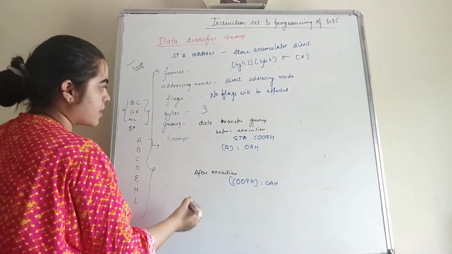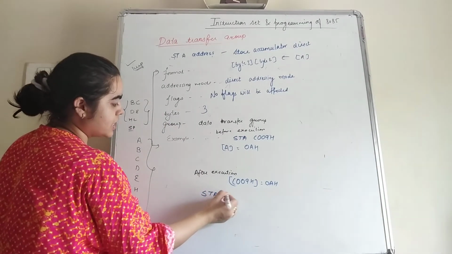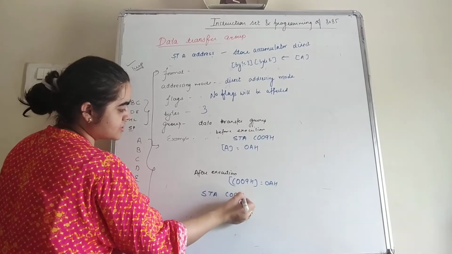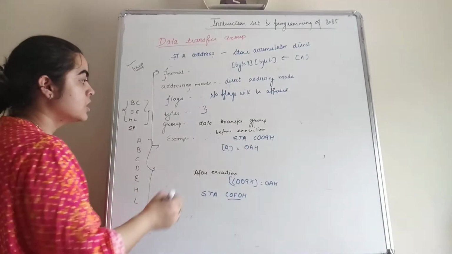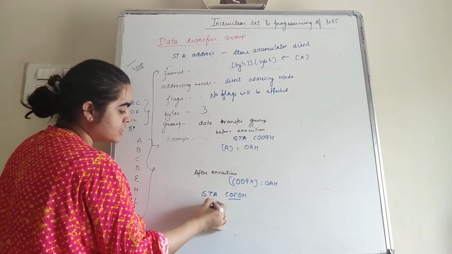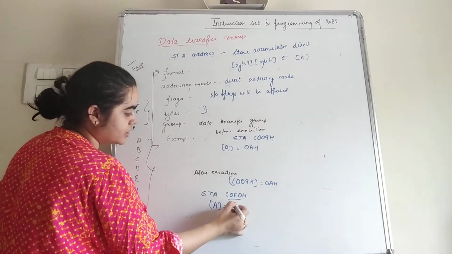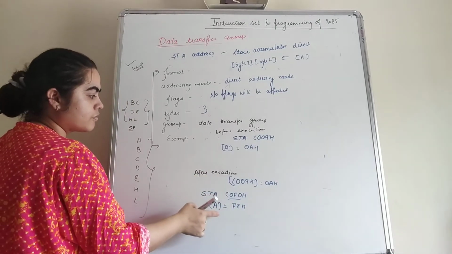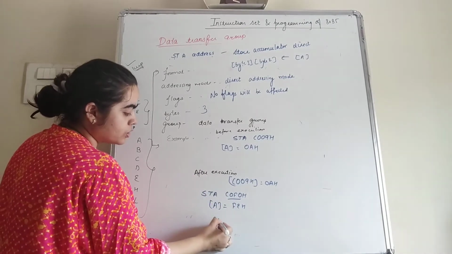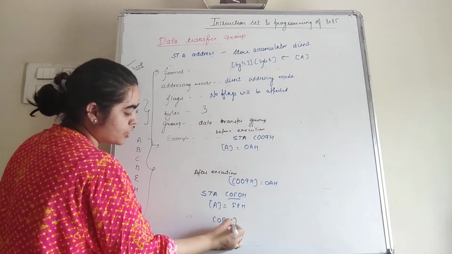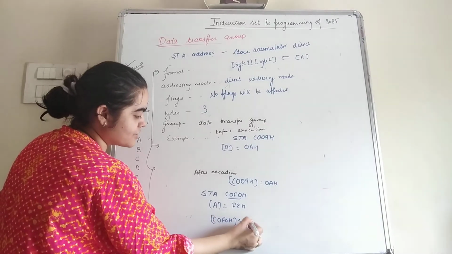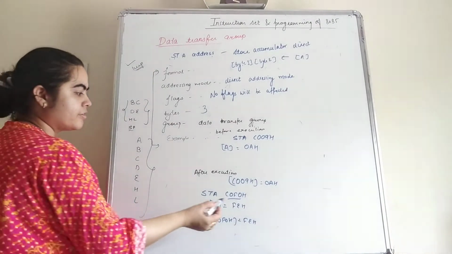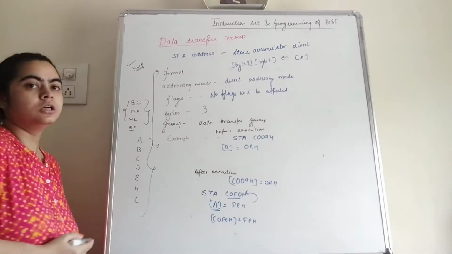Now second example, suppose STA C0F0H. So this is the address, and previously in the accumulator we have contents FEH. After the execution of this instruction, the contents at this memory location are FEH. So the contents of the accumulator will be moved into the memory address that is specified in the instruction.